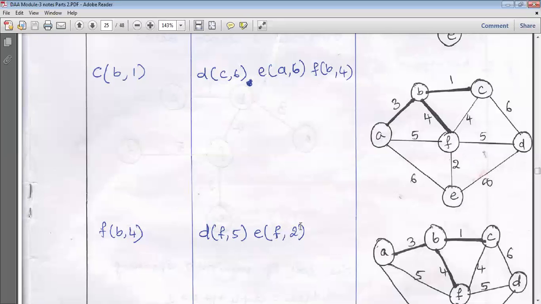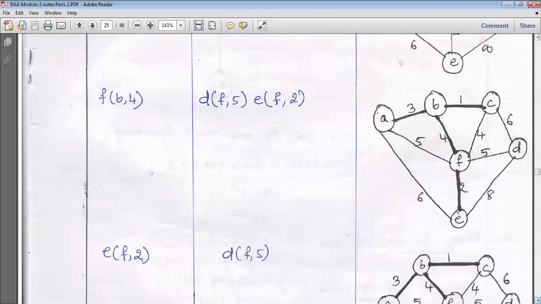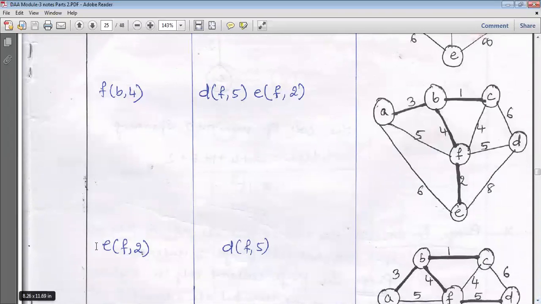So once we consider this one, next we check which all are the remaining vertices here. D and E are there. Among this, which is the minimum here? This is the minimum. So in the next step, we'll consider the vertex E. So now F has been added into the minimum spanning tree. F has been added. So in the next step, we'll get the next one. The next vertex is E.